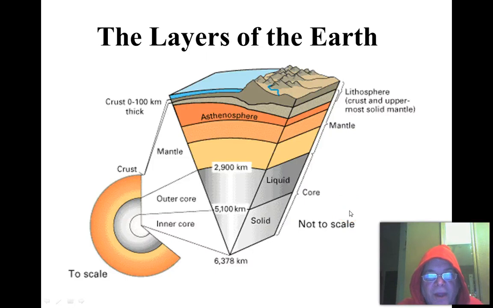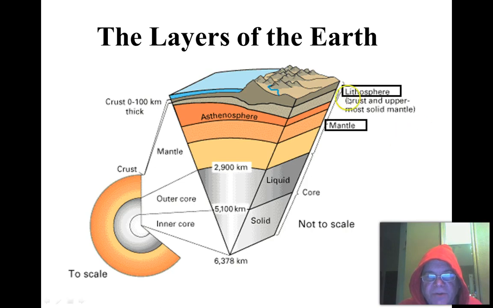Okay, we're going to talk about the layers of the crust, and the first layer we're going to talk about is the lithosphere, and this is the solid upper and crust part of the mantle. It's just a basic rock structure right there, okay, and that's called the lithosphere. It contains all the plates on the Earth, and we'll talk about the plates later.